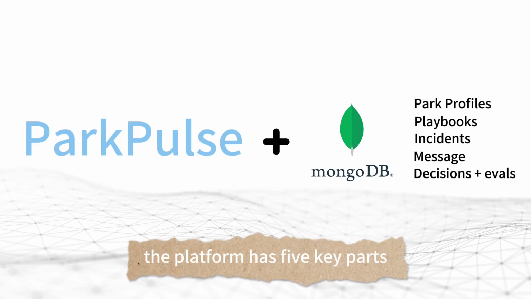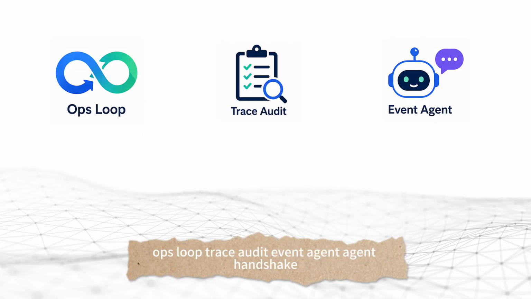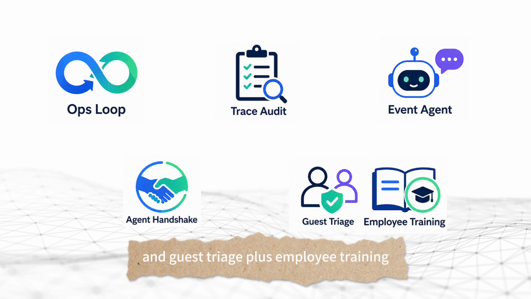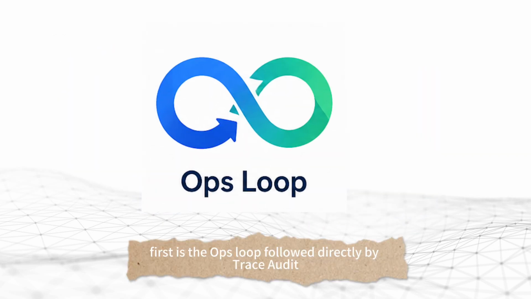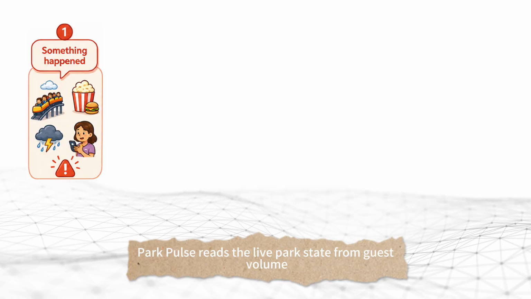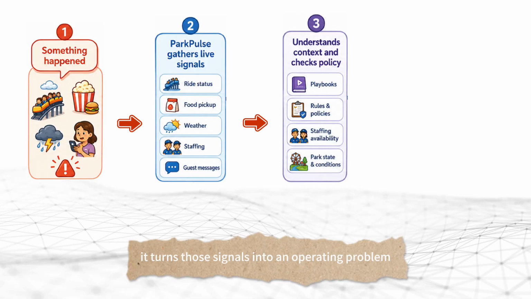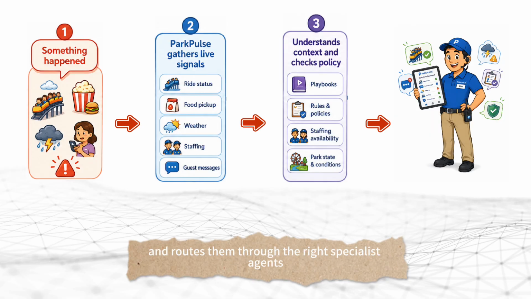The platform has five key parts: Ops Loop, Trace Audit, Event Agent, Agent Handshake, and Guest Triage plus Employee Training. First is the Ops Loop, followed directly by Trace Audit. ParkPulse reads the live park state, from guest volume, ride weights, food pressure, to unexpected incidents. It turns those signals into an operating problem and routes them through the right specialist agents.